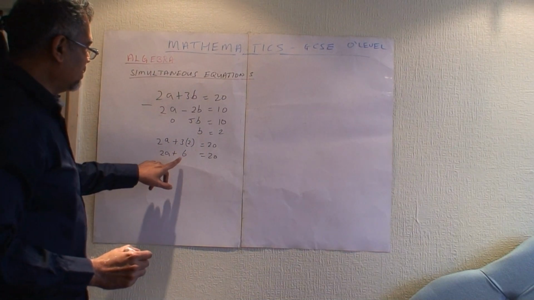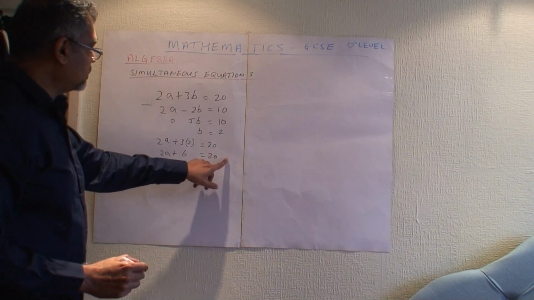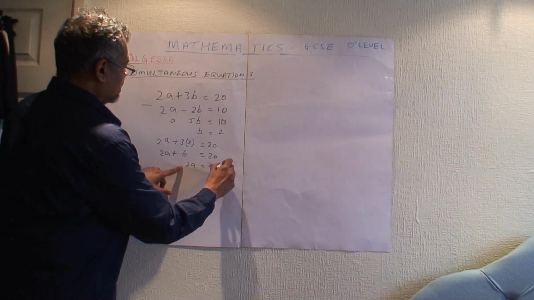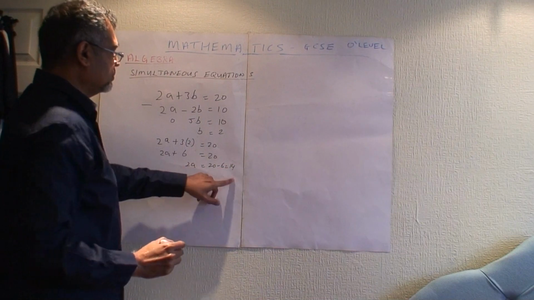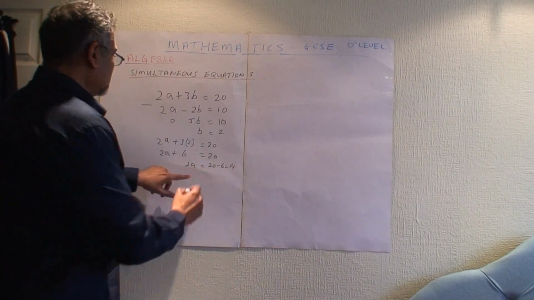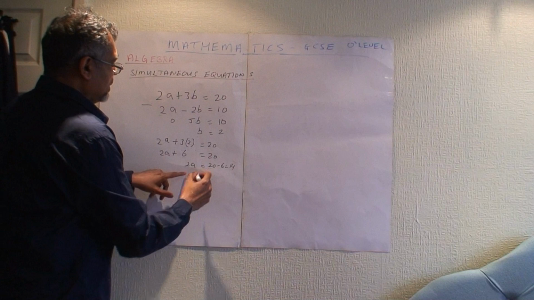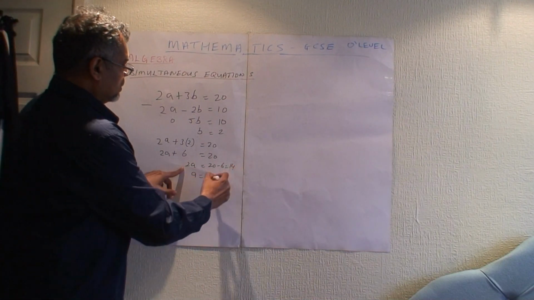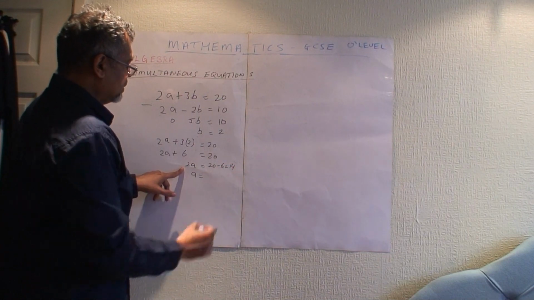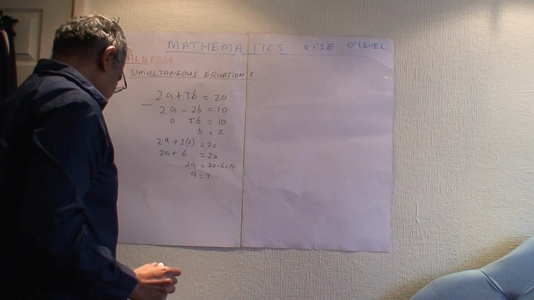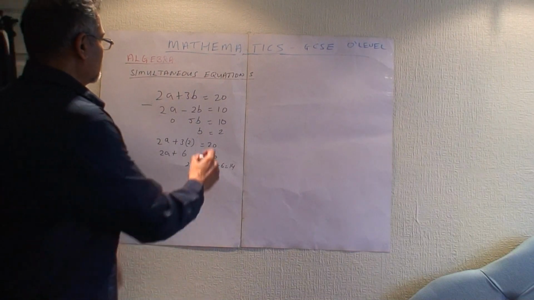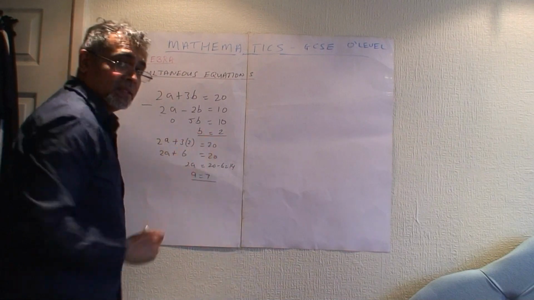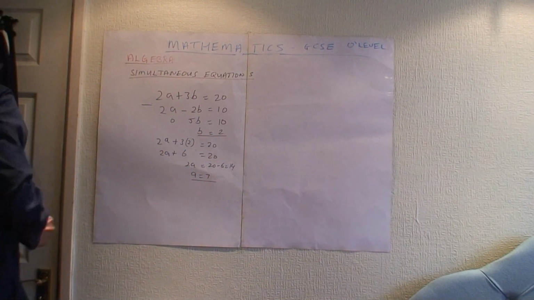All right, we want to get rid of the 6. We minus the 6 on both sides. So we have 2a, 20 minus 6 is 14. And then we know a will be divided on both sides by 2. Get rid of this 2. 14 divided by 2 is 7. All right, so the answer is a is 7 and b is 2.